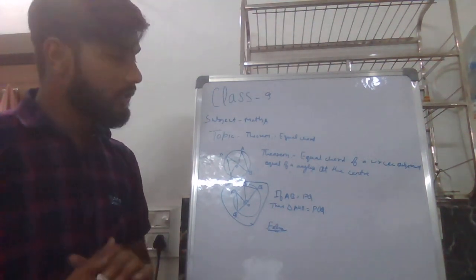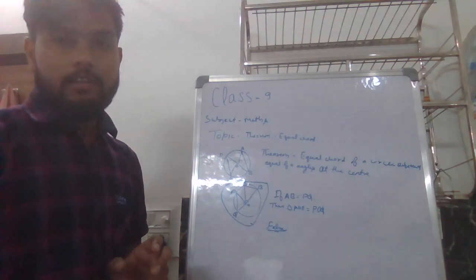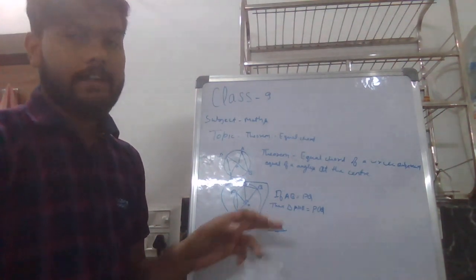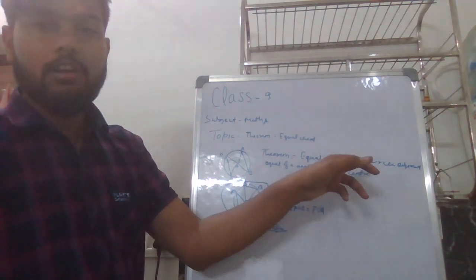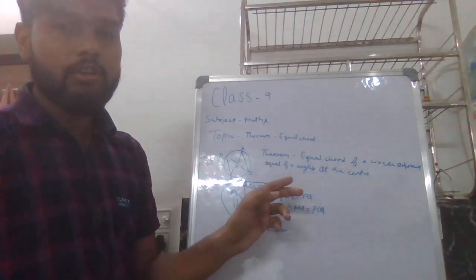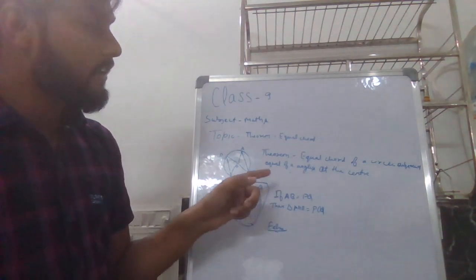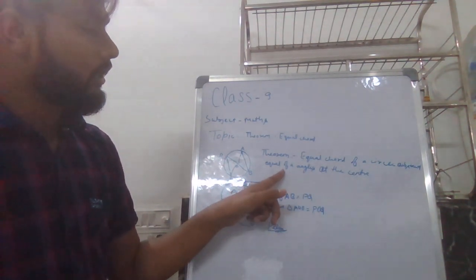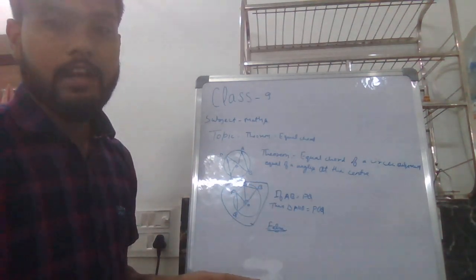So here, what is the theorem? Equal chords of a circle subtend equal angles at the center.